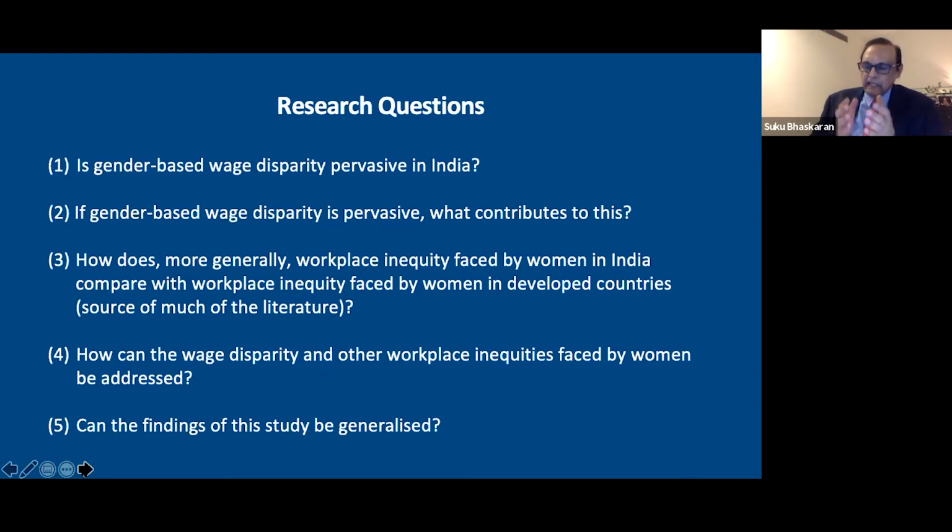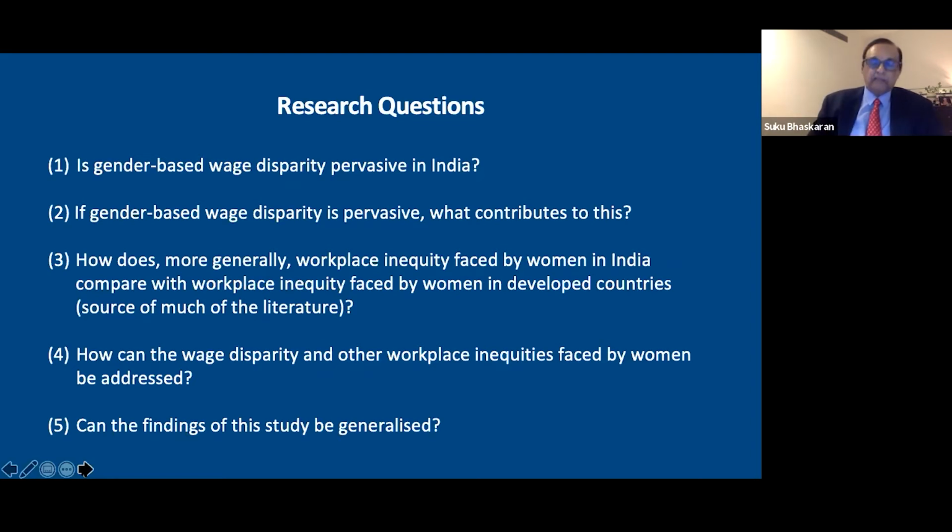Now, the second thing we are addressing is primarily my work. My PhD scholars, one was involved in this together with me. So when I say we, I mean 2 of us. So if gender wage disparity is pervasive, if it is widespread, we are trying to explore what contributes to this. Why is there, in this day and age, discrimination in the wages paid to males and females? Is this an inequitable practice, or are there other reasons?